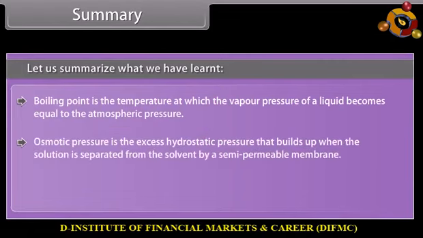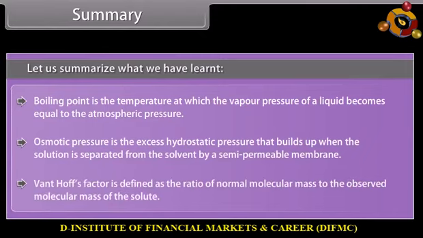Osmotic pressure is the excess hydrostatic pressure that builds up when the solution is separated from the solvent by a semi-permeable membrane. Van't Hoff factor is defined as the ratio of normal molecular mass to the observed molecular mass of the solute.